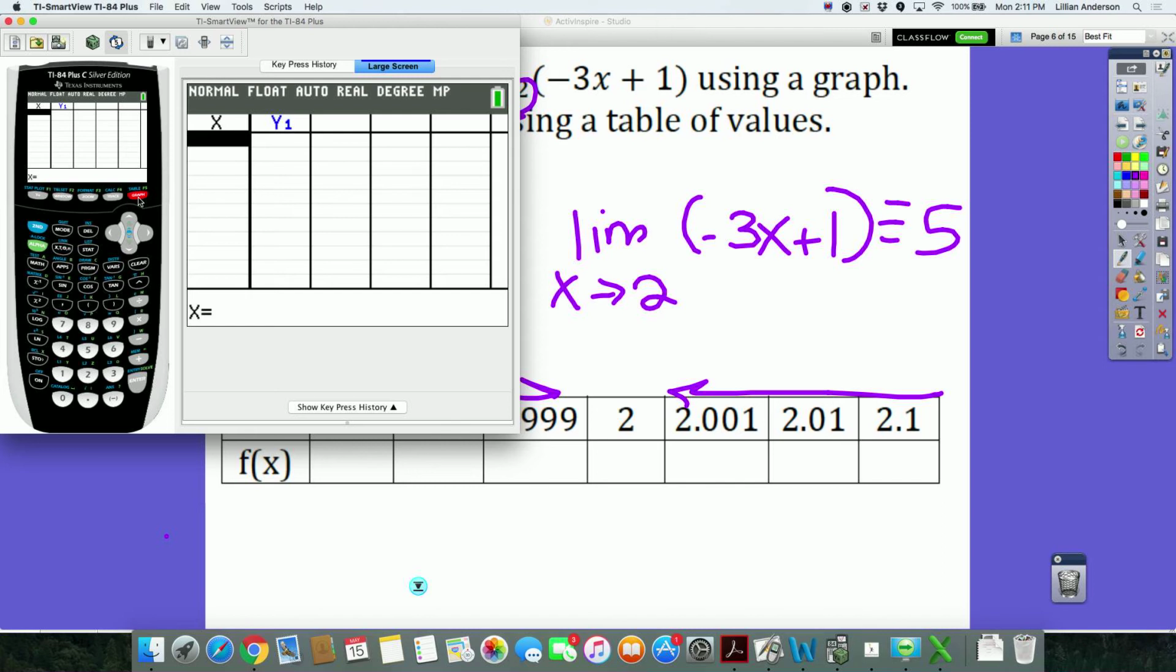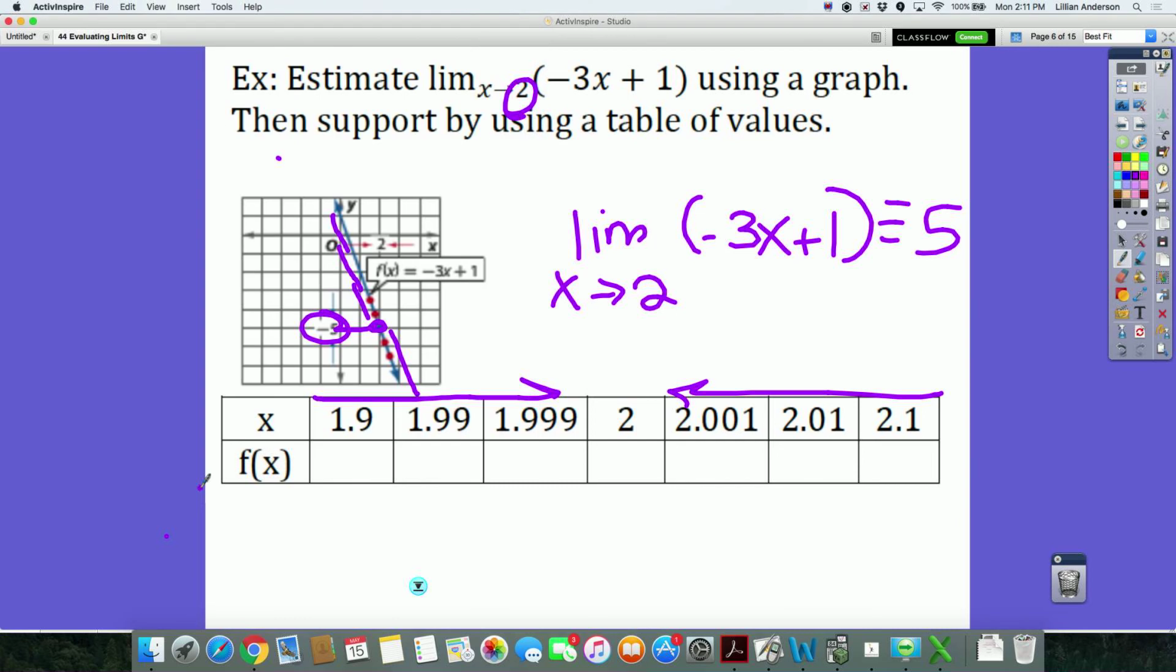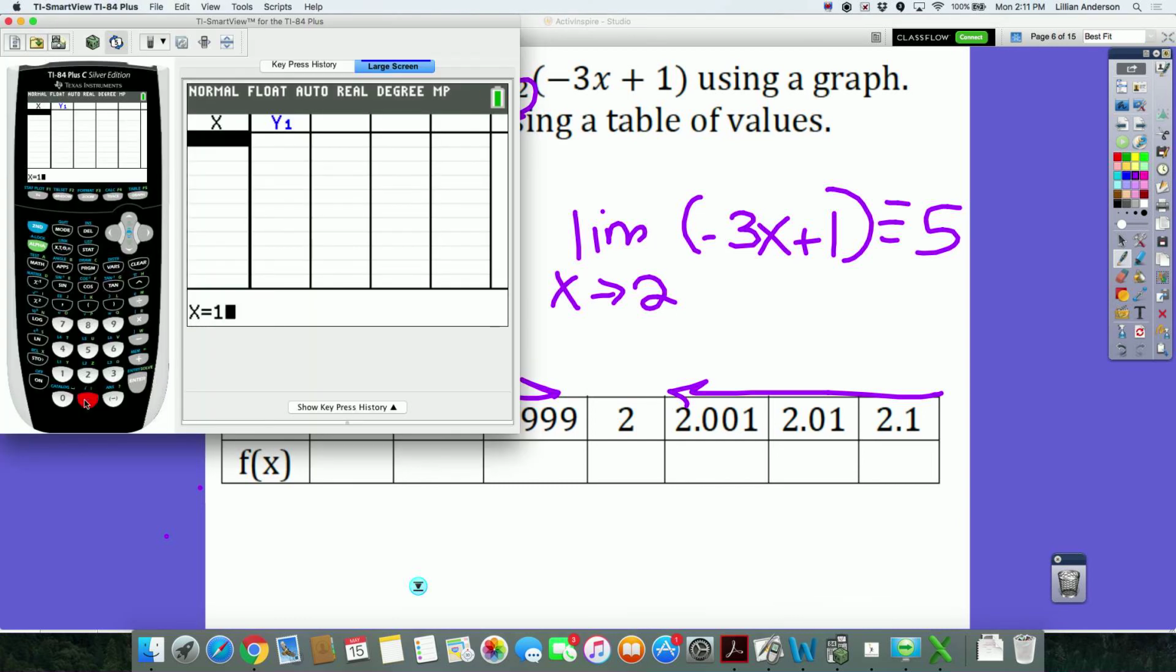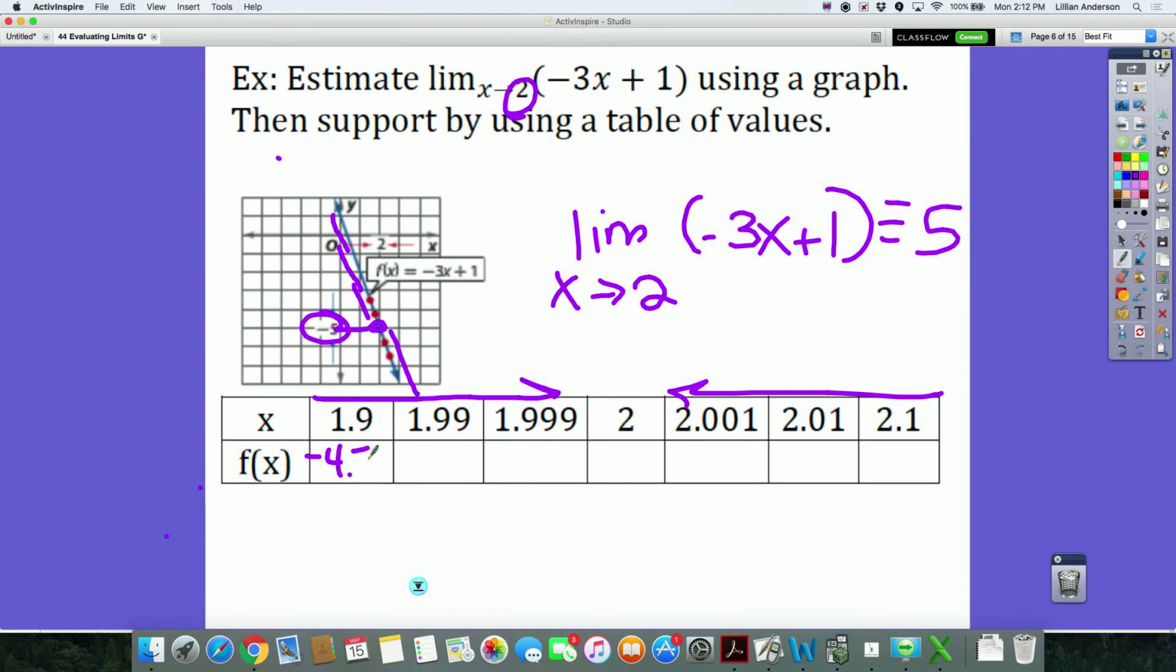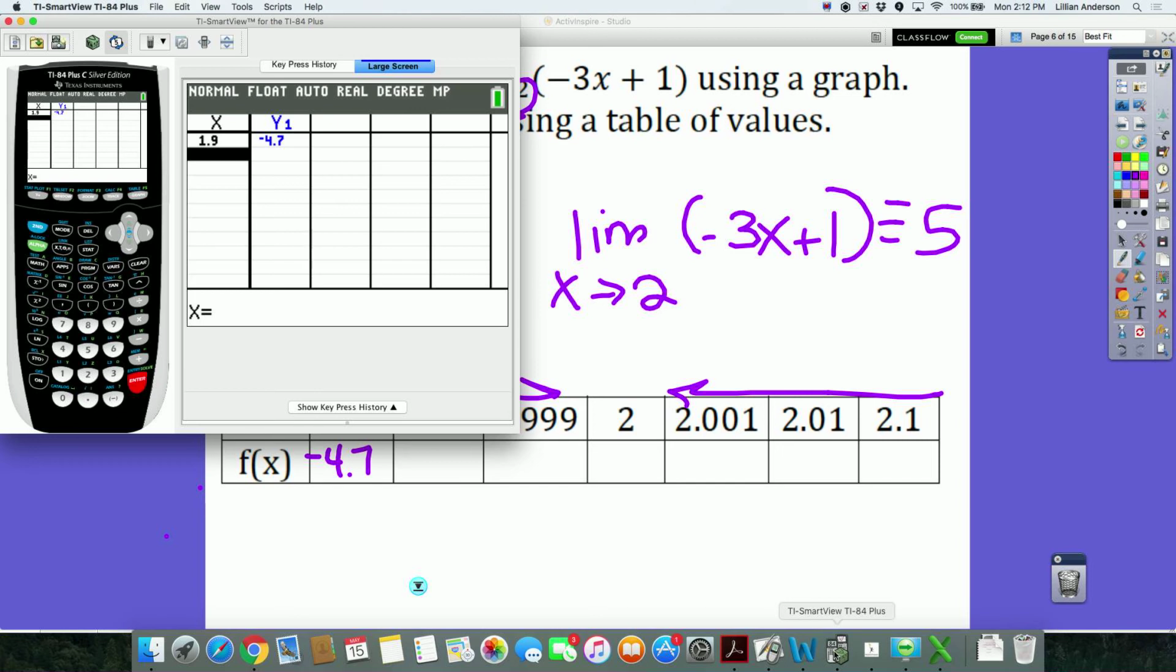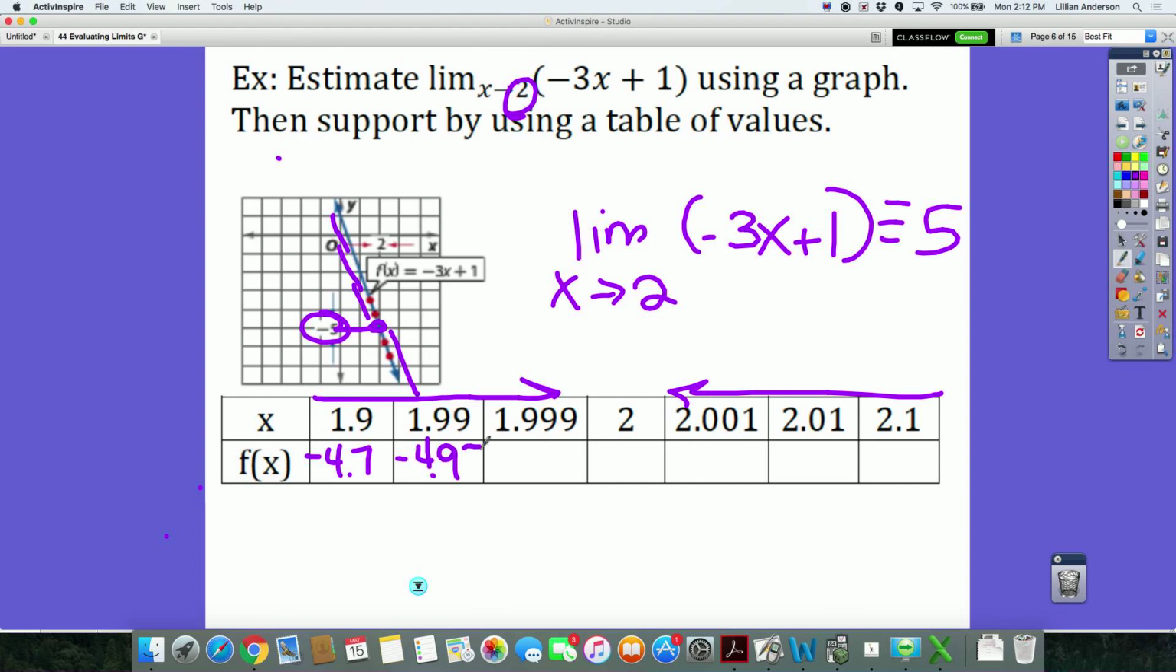What it should take you to is a blank table. Now we can type in these values. We had 1.9. So I'm going to do 1.9 and click enter, and it's going to give me the Y value at 1.9, a value that's close to 2. So I'm going to write that in my table. That's -4.7. Then I'm going to type in the next one, 1.99. I get -4.97. And what you basically can do is you can use this table of values to see what number is the limit approaching as X gets closer to 2.